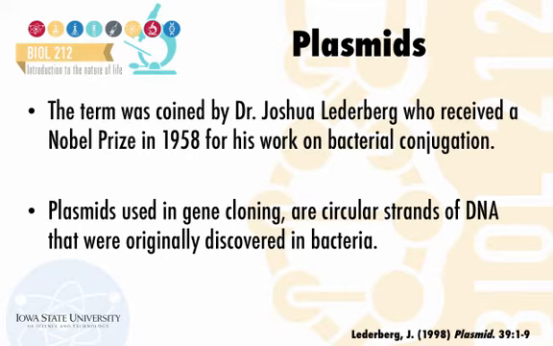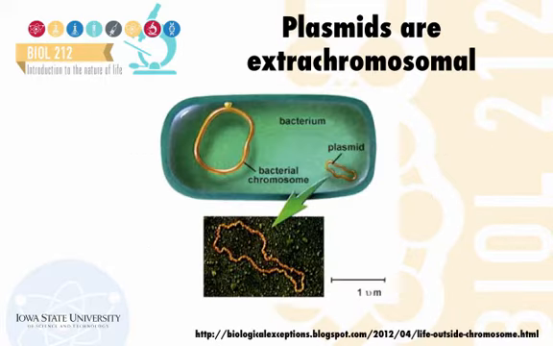The term plasmid was coined by Dr. Joshua Lederberg, who received a Nobel Prize in 1958 for his work on bacterial conjugation. Plasmids used in gene cloning are circular strands of DNA that were originally discovered in bacteria. Plasmids are found as independent DNA molecules separate from the bacterial chromosome, as can be seen in this image. The circular plasmid molecule is indicated on the right inside the bacterial cell.